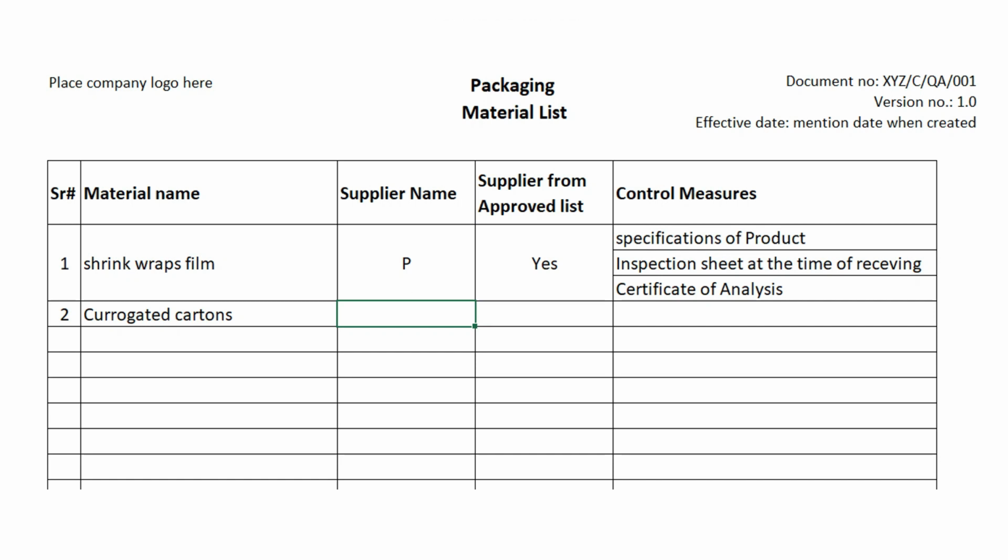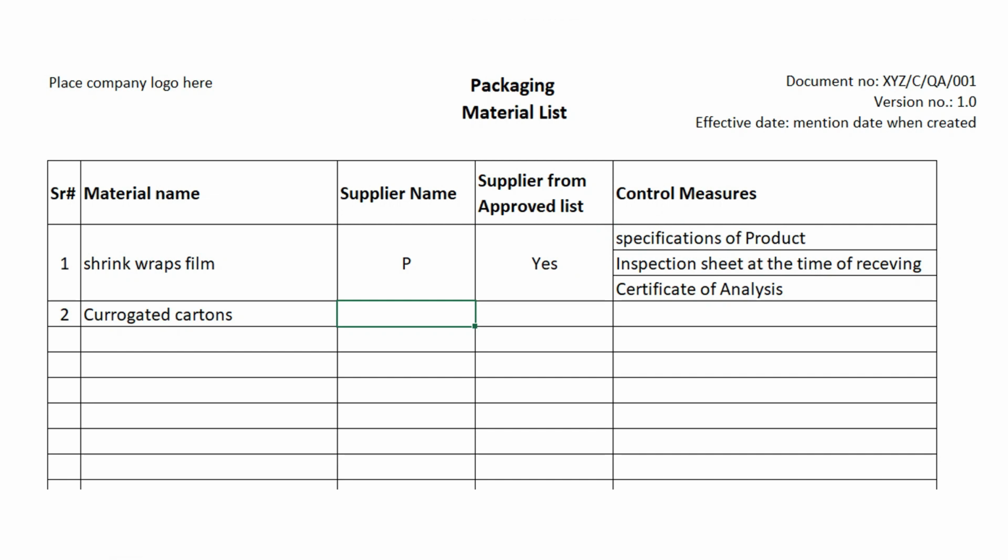Then control measures, again I mentioned the same, but for the packaging material you can exclude them as well according to your procedure. For example, maybe in your standard operating procedure you have mentioned that if shrink wrap has a certificate of analysis and food grade certificate, it is acceptable for us, then you need not have this inspection sheet. But some auditors usually ask separately that they want to see that sheet, and sometimes they give you a minor non-conformance if it is not there.